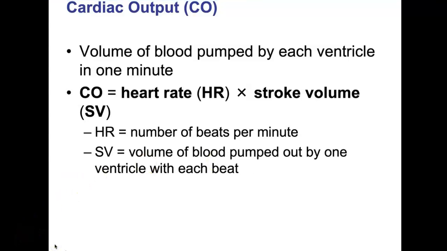So the last part of our cardiovascular physiology, the heart anyway, has to do with cardiac output, which is the amount of blood pumped out by each ventricle in 1 minute. It is actually the product.